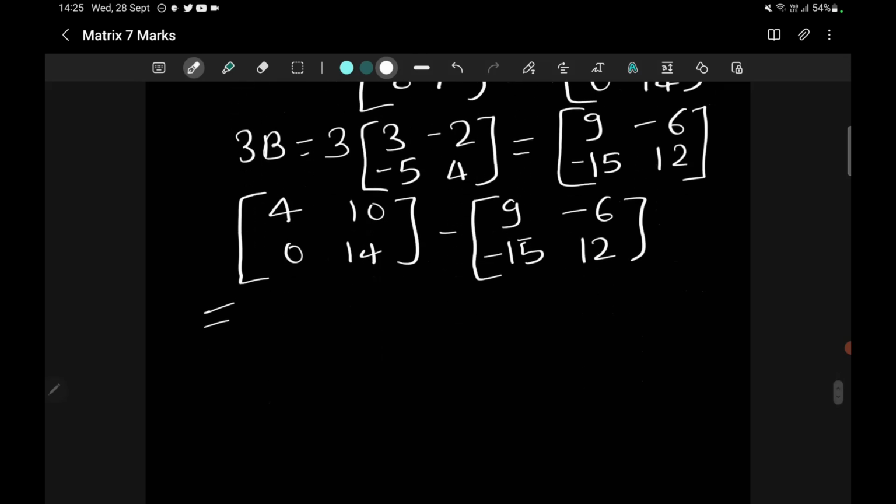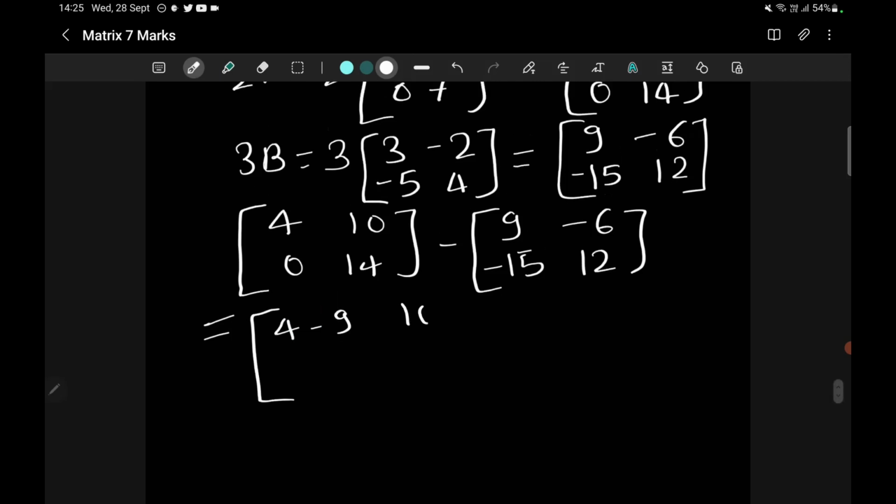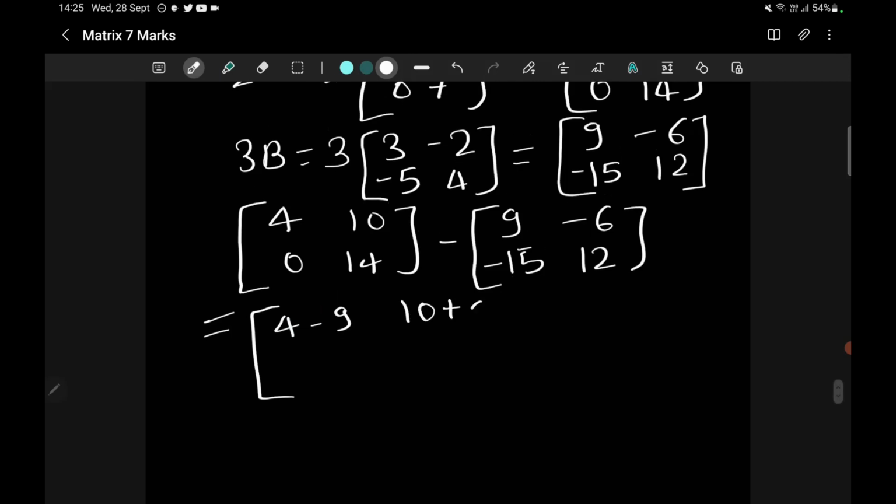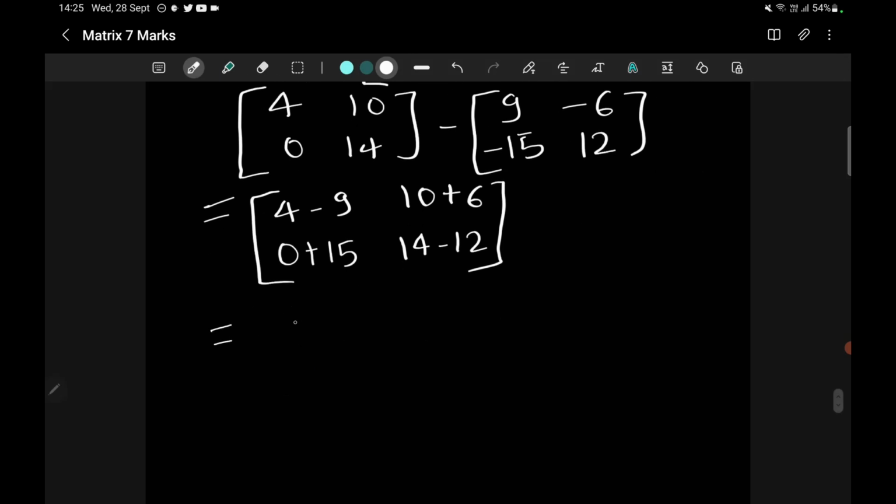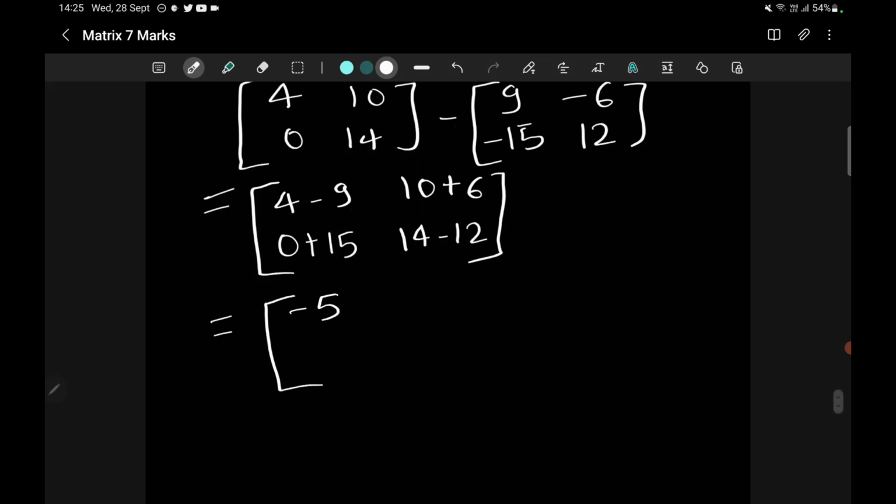Let's simplify this. 4 minus 9. 10 minus of minus is plus 6. 0 minus of minus 15 is plus 15. And 14 minus 12. If we simplify this, we'll get 4 minus 9 is minus 5, 16, 15 and 2.